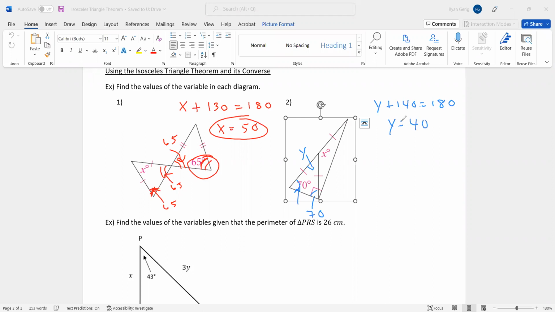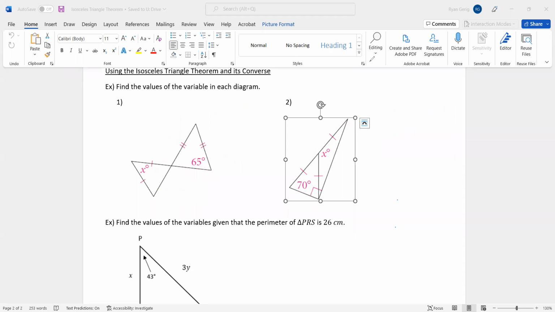But I want to find x. Well, x and y together make a line, right? X plus y equals 180. And I know y is 40, so subtract 40, I get x equals 140. Now, could you find that a different way? Hopefully you're realizing that yes, you could. I'm going to go ahead and delete that, and I'm going to show you another way.